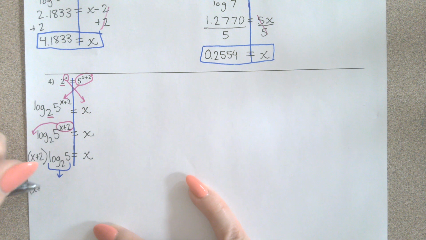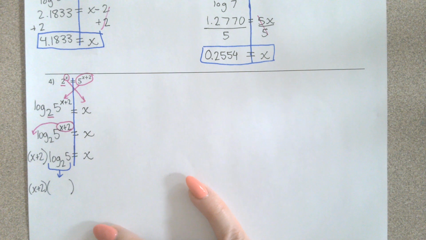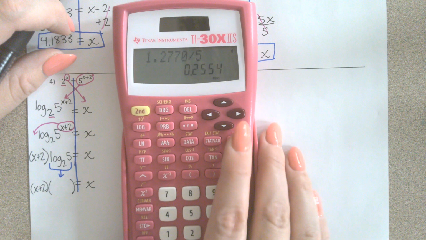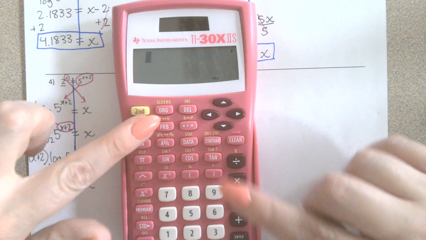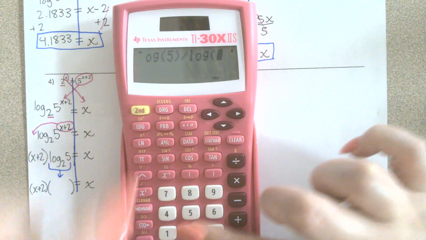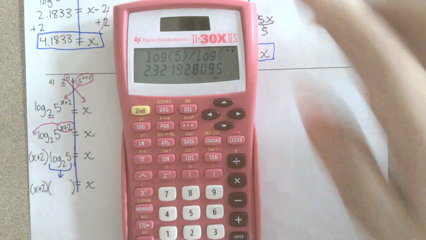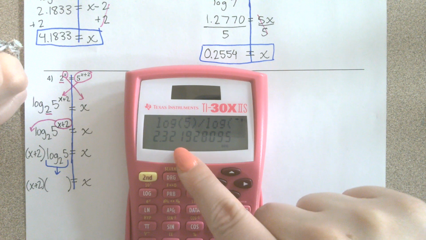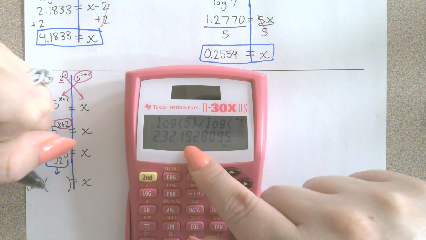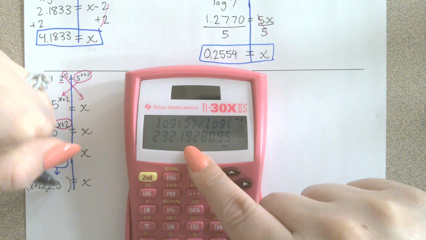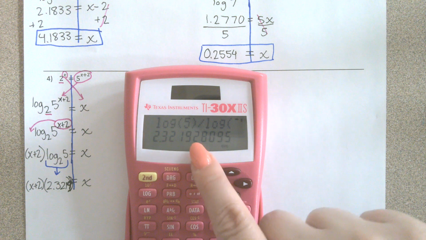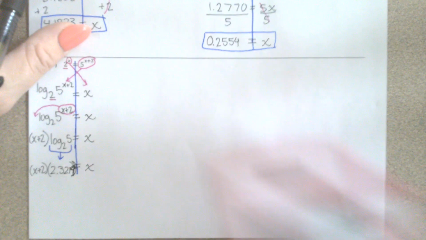So I'll bring down that x plus 2, and then once I get my number, I'll put it in those parentheses. Okay. Log of 5 divided by log of 2. Again, 4 decimals. So we have 2.3219. The 2 will not bump the 9 up, so that is my number. Running out of space here. 2.3219 is my x value.